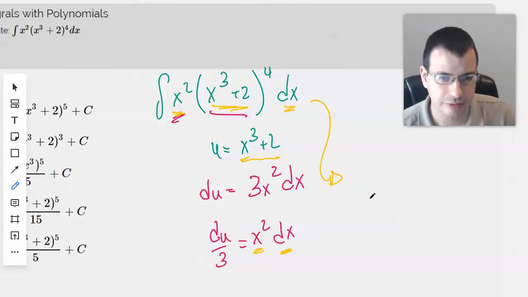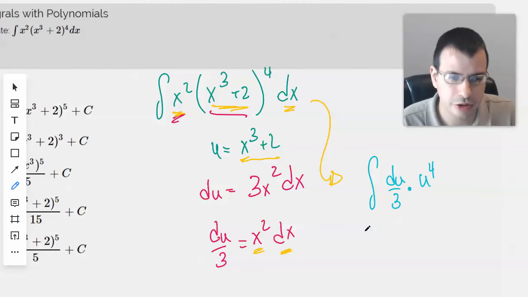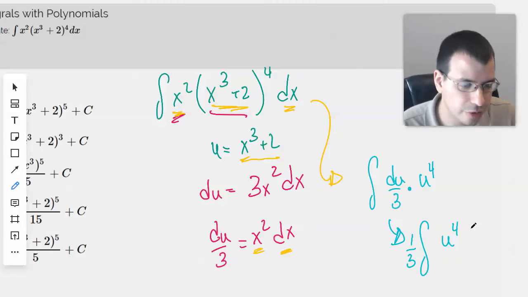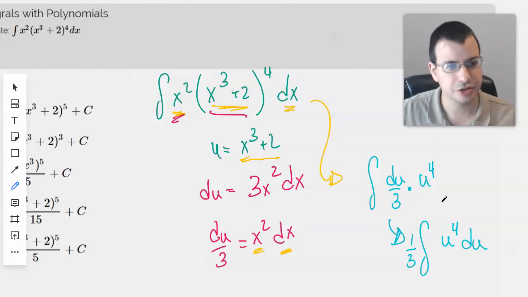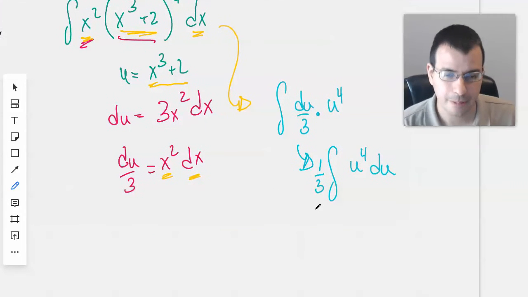So we have the integral of du over 3 times u to the 4th. I wrote that kind of backwards, so I'll rewrite it. I'll say 1/3 u to the 4th du. I just moved the 1/3 outside the integral because it's a constant, and it's easier. Okay, so now we know how to do the power rule here.